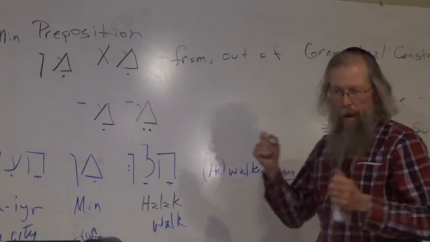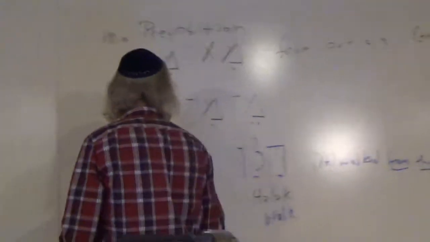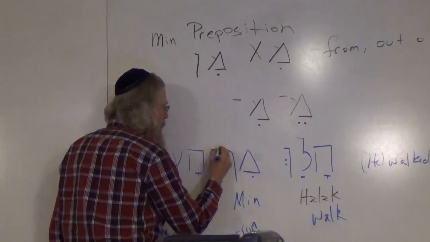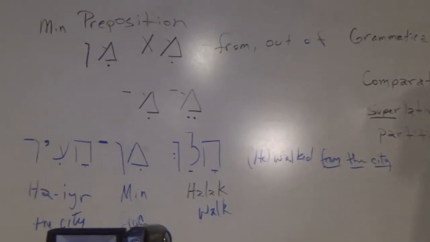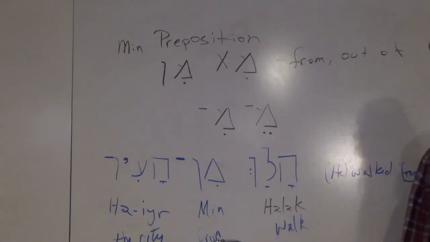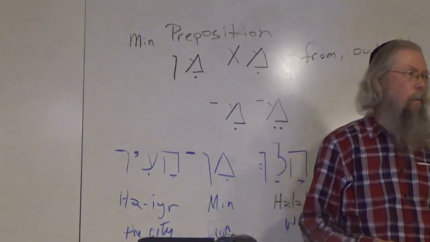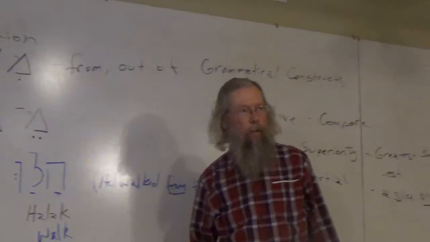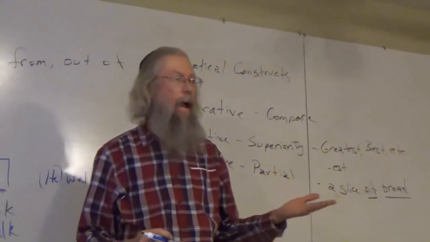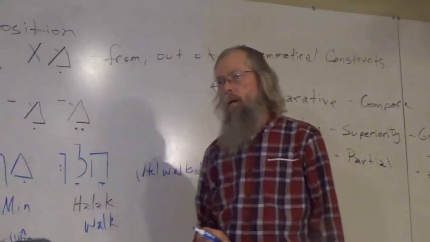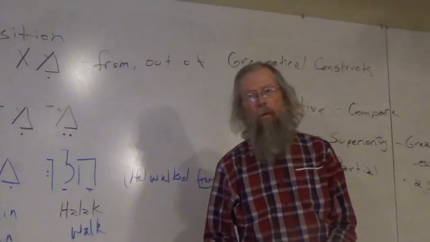If it is a definite noun, there oftentimes will be a makif, the dash. This would be a definite noun. Remember that in Hebrew, definite nouns are with the ha, the city. Indefinite would be what? A, anyone. So if it is definite, then oftentimes you're going to have the makif there, joining it together.